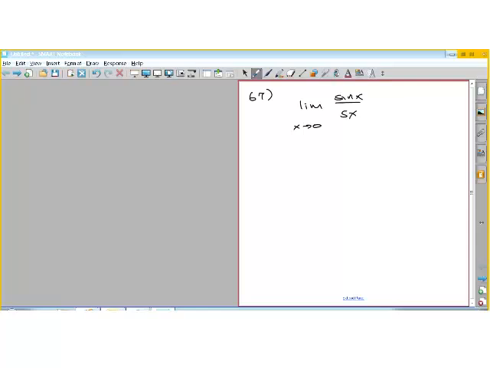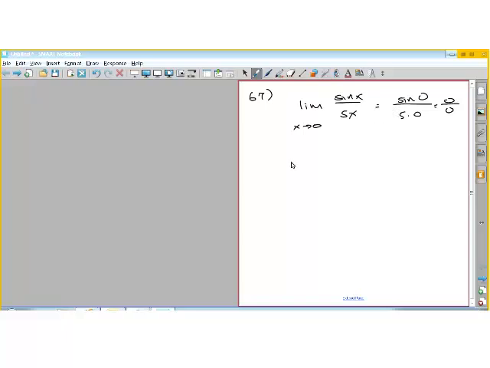Divided by 5x. So if you plug 0 in, you'll get the sine of 0. So we're just plugging in. That's always our first step. Plug it in and see what happens. So you get the sine of 0 divided by 5 times 0. Sine of 0 is 0, so you get an indeterminate result.